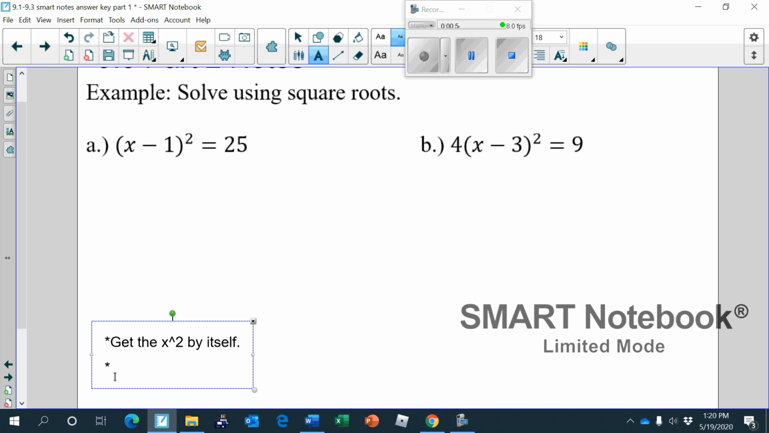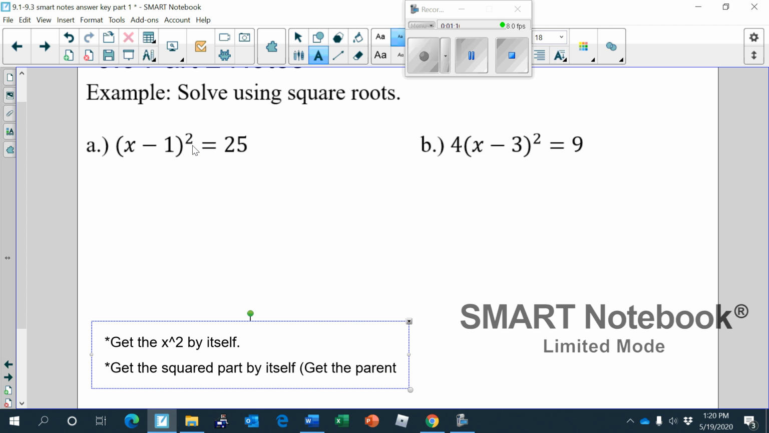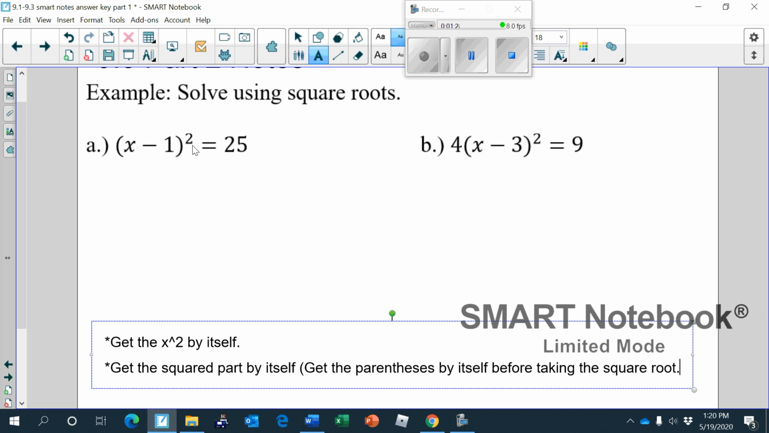So the star for today is get the squared part still by itself. But in this case, notice the squared part is actually in parentheses. So we're going to write get the squared part by itself. And again, in this case, get the parentheses by itself before taking the square root. And through the example, I'll explain what I mean here a little bit clearer.